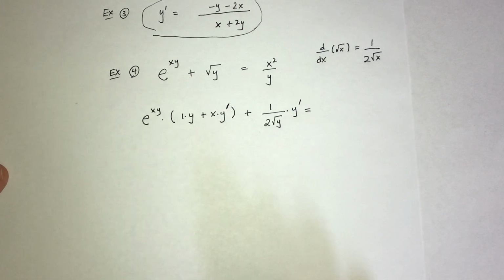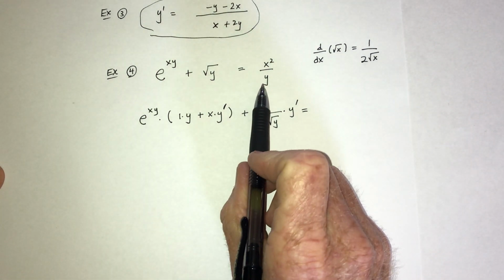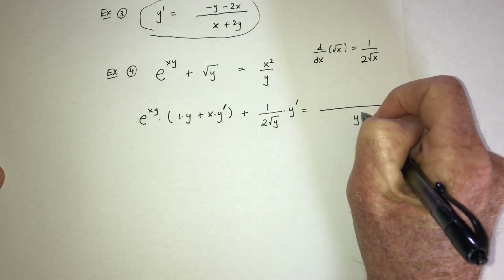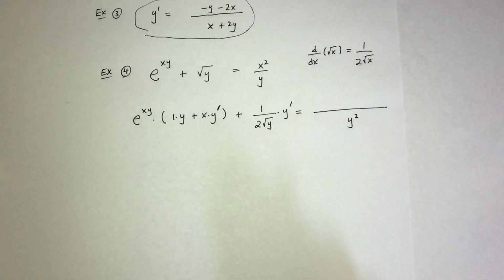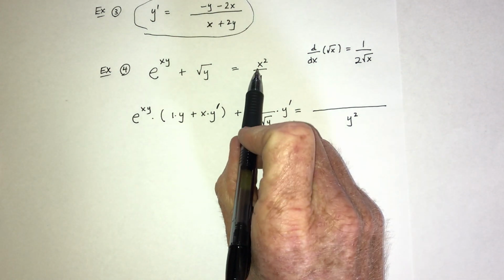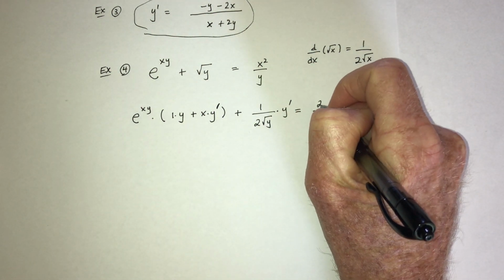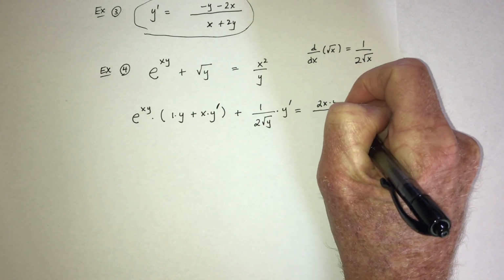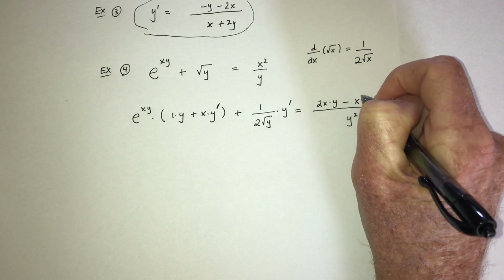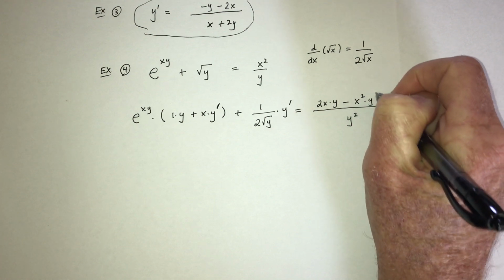And then for the right side, for this one we need to use the quotient rule. The quotient rule, part of it says the bottom needs to be squared. And then take the derivative starting on the top. The derivative of the top would be 2x, and then leave the y alone, minus, leave the x squared alone, and take the derivative of the y.